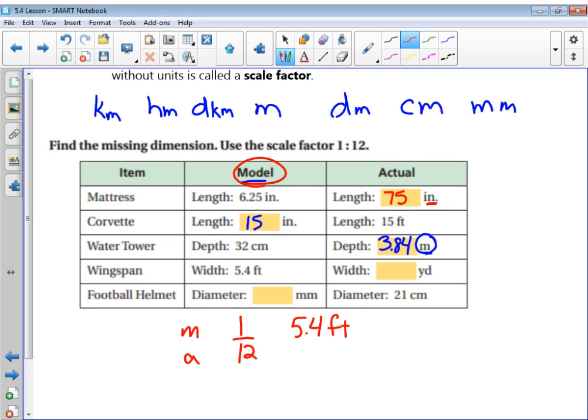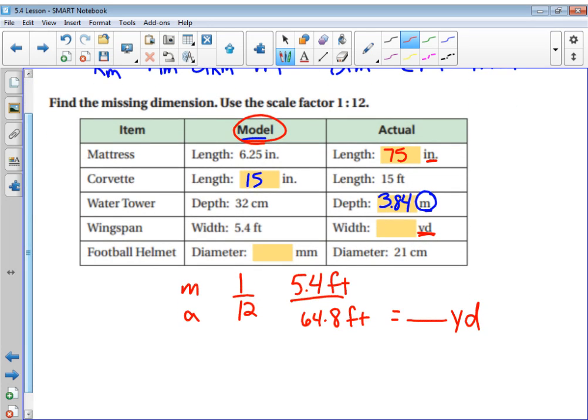So now we're gonna go ahead, cross multiply, divide to figure out our missing spot. So 5.4 times 12 divided by 1 still gives me 64.8. And that's feet. Now I need to change that into, this time they want to change it into yards. So 64.8 feet equals blank yards. Okay, my conversion between feet and yards.